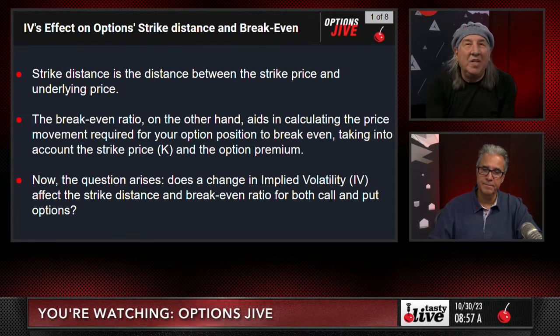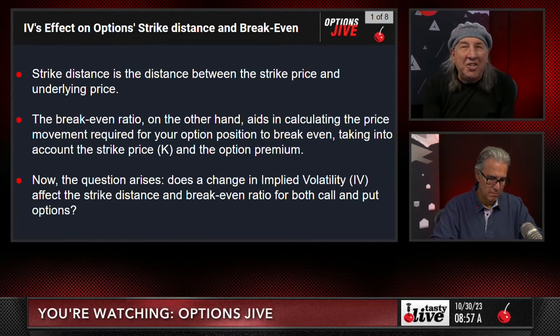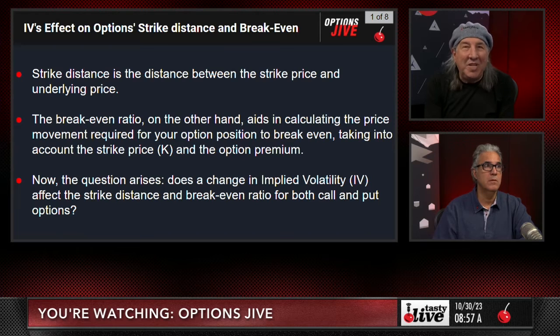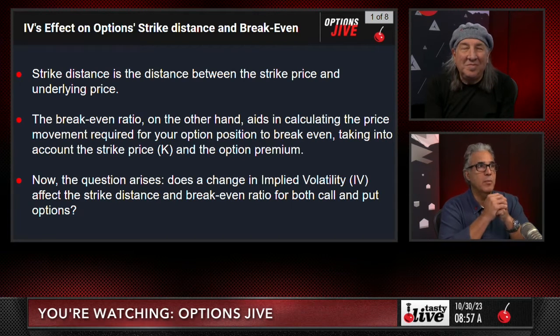Strike distance is the distance between the strike price and the underlying price. The break-even ratio, on the other hand, aids in calculating the price movement required for your option position to break even, taking into account the strike price and the option premium. Now, the question arises: does a change in implied volatility affect the strike price and the break-even ratio for both the call and the put options? The break-even ratio? It's a little complicated, but yes. It's just a way to calculate the price.